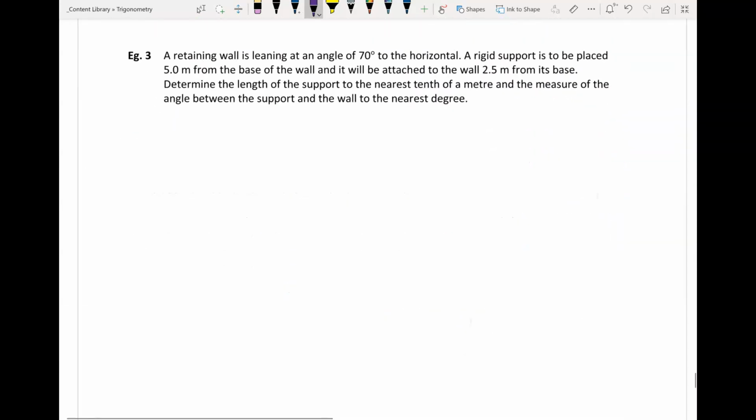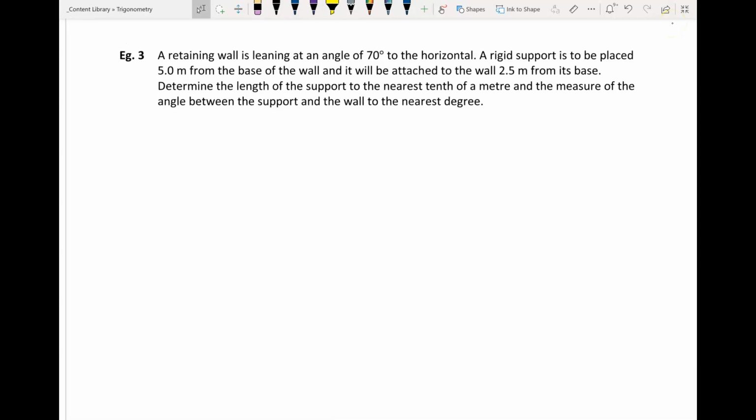Now we're going to try a word problem. The wall is leaning at an angle of 70 degrees to the horizontal. So this could be the leaning wall. The horizontal can be the ground. And it creates a 70-degree angle with the ground. Again, so this is your wall.